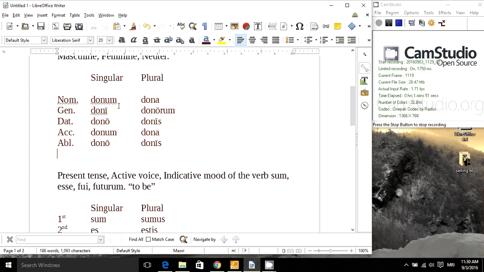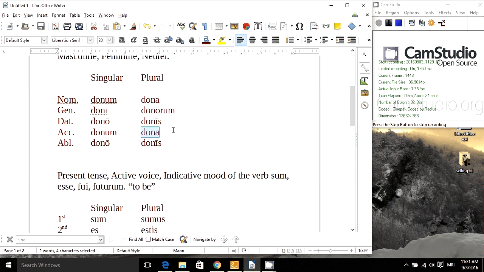Okay, so the only thing that differs from the masculine forms and the neuter forms is in the nominative. It has an um ending for the singular instead of an us. And the accusative, well, the masculine already had an um ending for the accusative. And so the really surprising ones are this dona in the plural, nominative and accusative. Those, of course, are going to sometimes trip you up.